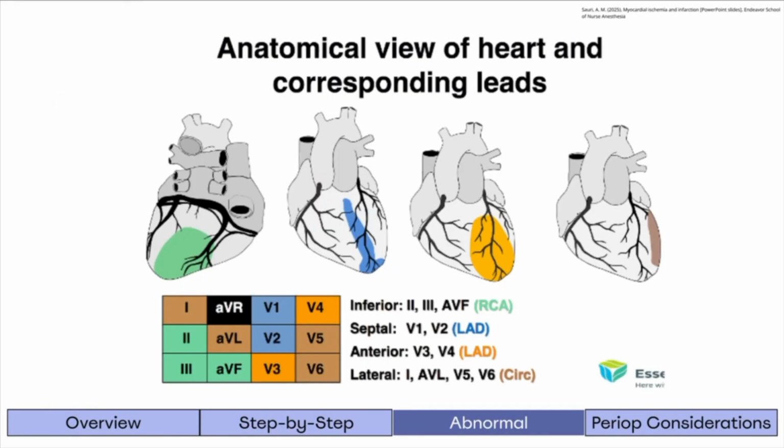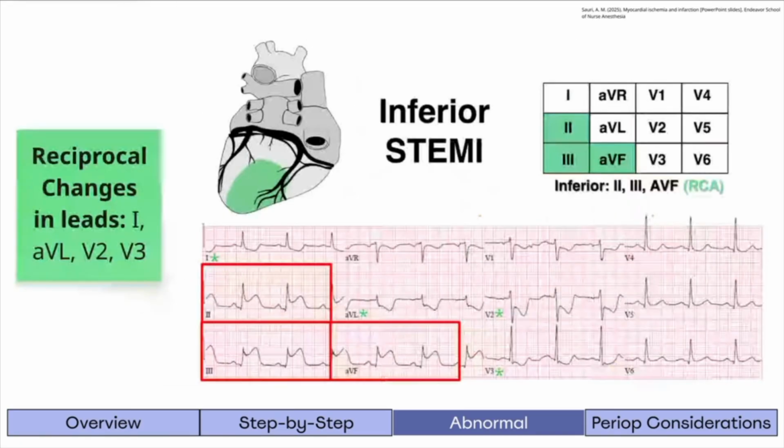ST elevation or depression is one of the most critical findings we can identify on an ECG, as it may indicate myocardial ischemia. The location of ST elevation helps us determine which area of the heart is affected. ST elevation is most often accompanied by reciprocal changes in the opposite leads. This diagram is a helpful visual reminder for memorizing which leads will show ST elevations for each different MI location.